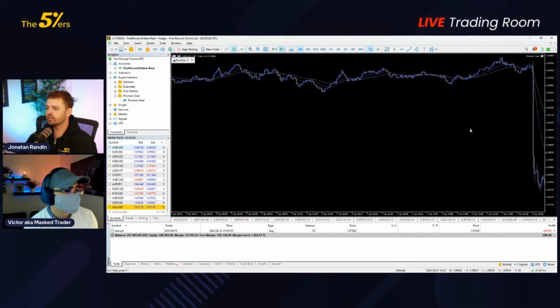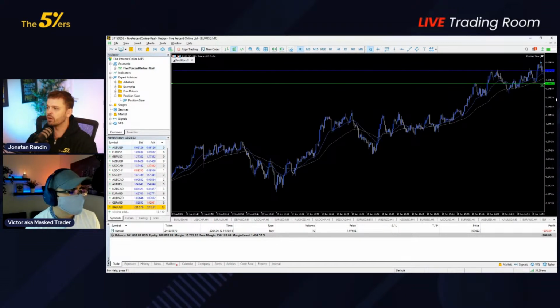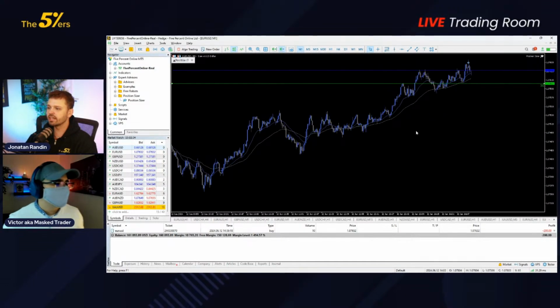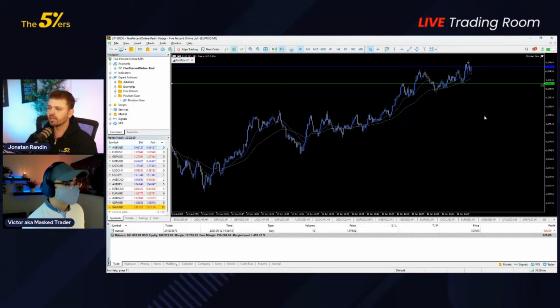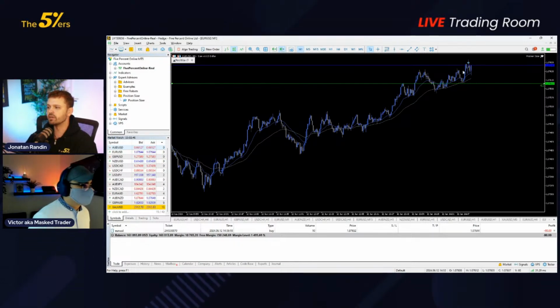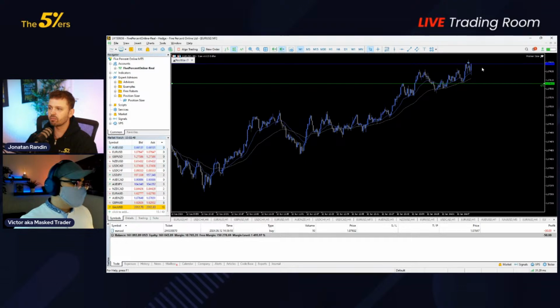On the 1 minute, we have this nice trend going here. You can see very clearly the higher highs and the higher lows. I decided to enter on the worst possible area imaginable, right on the breakout. Basically I'm buying that breakout, hoping it continues higher. I'm going to close this trade if it comes down and forms a lower low.